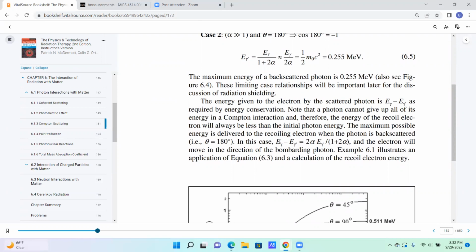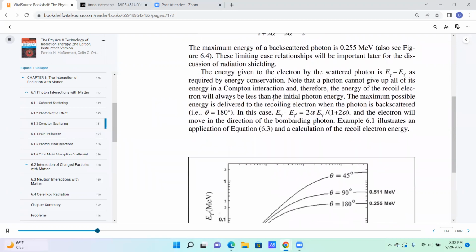The energy given to the electron from the scattered photon is going to be the difference required by energy conservation. A photon cannot give up all of its energy in a Compton interaction, and therefore the energy of the recoil electron will always be less than the initial photon energy, because you can't have more than what that photon had as it was coming in. So the maximum possible energy is delivered to the recoiling electron when the photon is backscattered. In this case, that difference is this, and the electron will move in the direction of the bombarding photon.